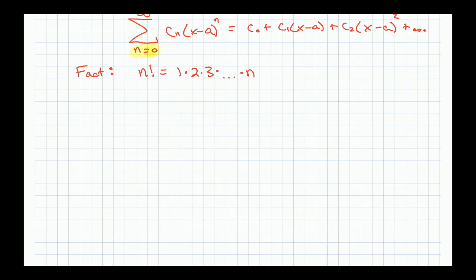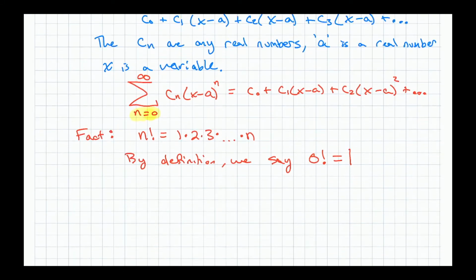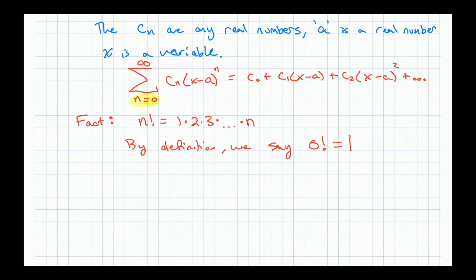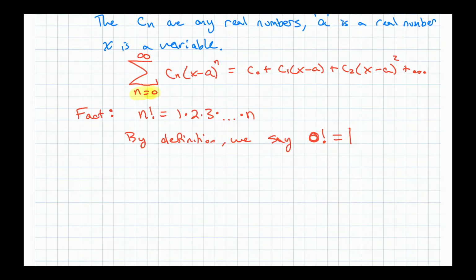So by definition, we say 0 factorial equals 1. And that's just so we don't mess up any formulas later on. And again, we're probably not going to care today, but in the future they will. So 0 factorial is 1. All right, so that is what a power series is.